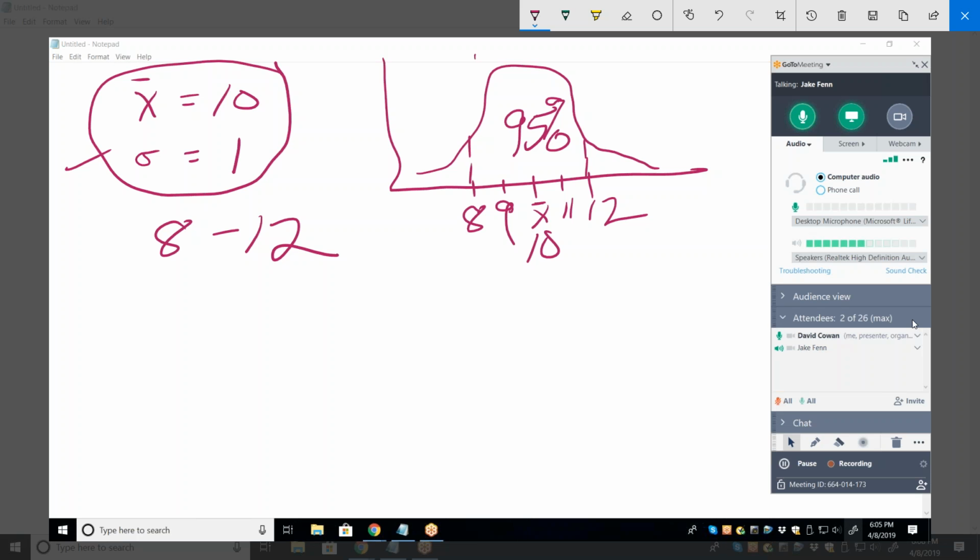The mean is pretty easy. The mean is the same as the average. You know how to calculate averages. You take all the data and divide it by the number of data points. And that's your mean.